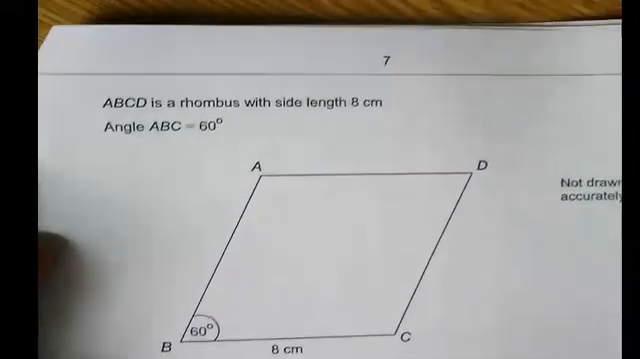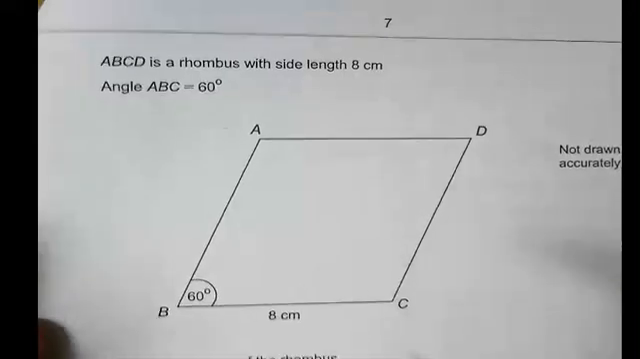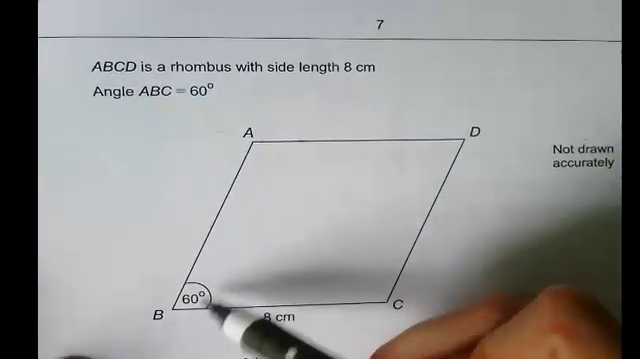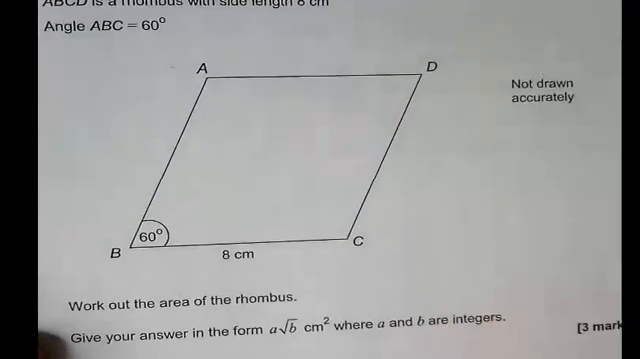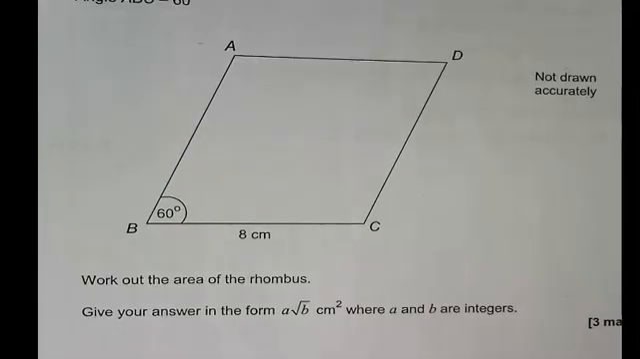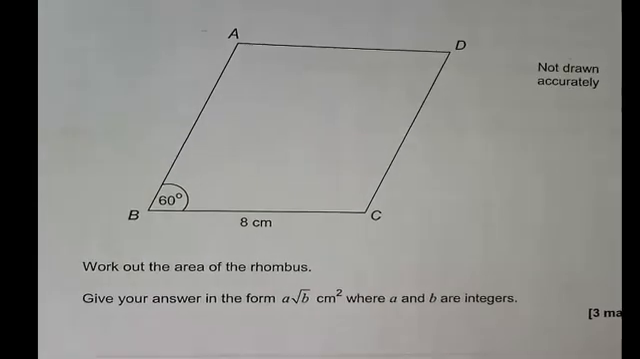Question 7. ABCD is a rhombus with side length 8 and angle ABC 60 degrees. Work out the area of the rhombus. Give your answer in the form a root b centimetres squared, where a and b are integers.